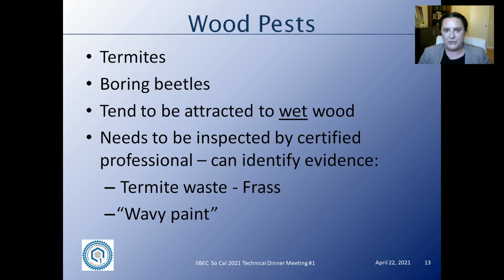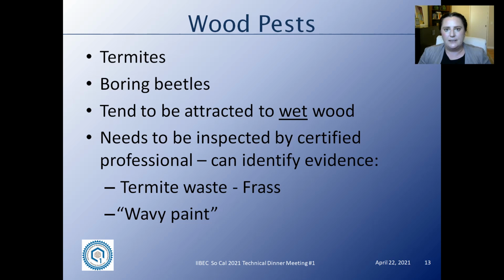But as inspectors, for the E3 inspectors, we can identify and look for some of the evidence that could indicate that there's a wood pest infection. So the evidence really is termite waste, which is also called frass, and what I call wavy paint.